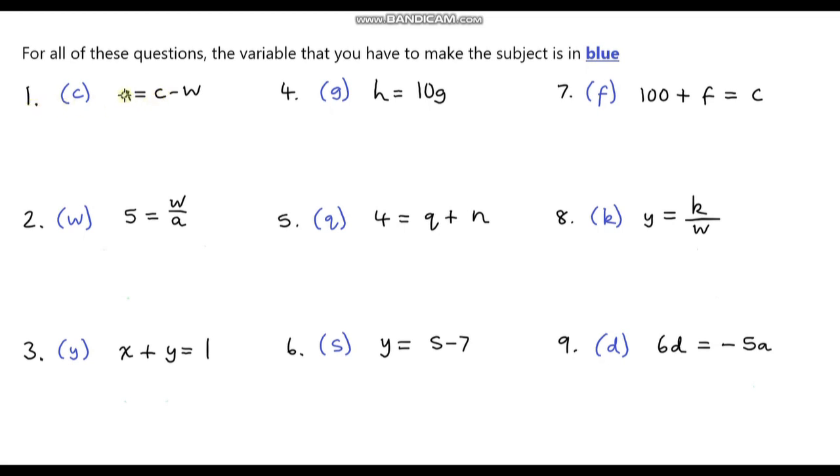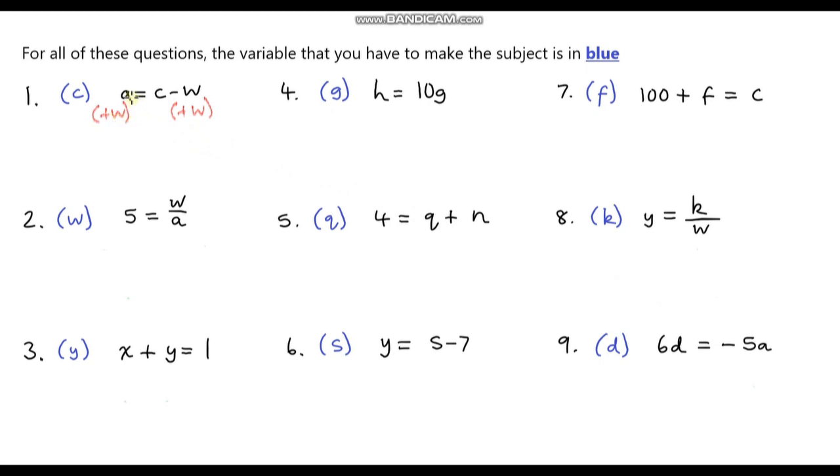So the first one, we've got A equals C minus W, and we need to make C the subject. So we need to get C on its own. Now at the moment, you can see that we've got this minus W here. So we want to get rid of that minus W. So we do the opposite. Well, the opposite of minus W is plus W. So I'm going to add W to both sides.